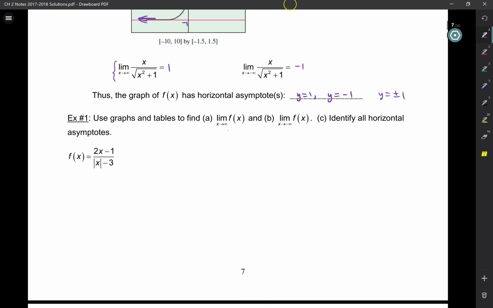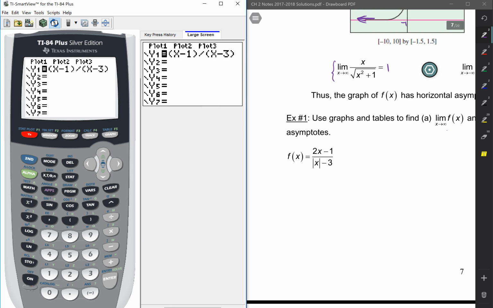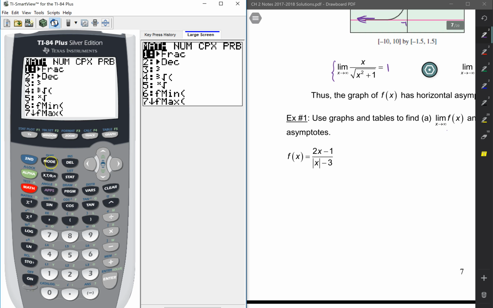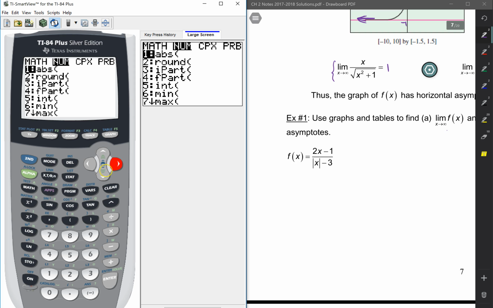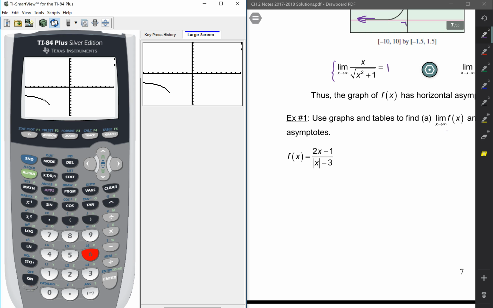All right. So here we go. Y equals, all right, so let's put this in here. Be mindful of your asymptotes. So it's going to be 2x minus 1 over, everybody know how to do absolute value? Math, number, and the first one is absolute value. So absolute value of x, and outside we have -3, close the parentheses. All right, and I'm going to do zoom 6. Okay. Take a look at that.